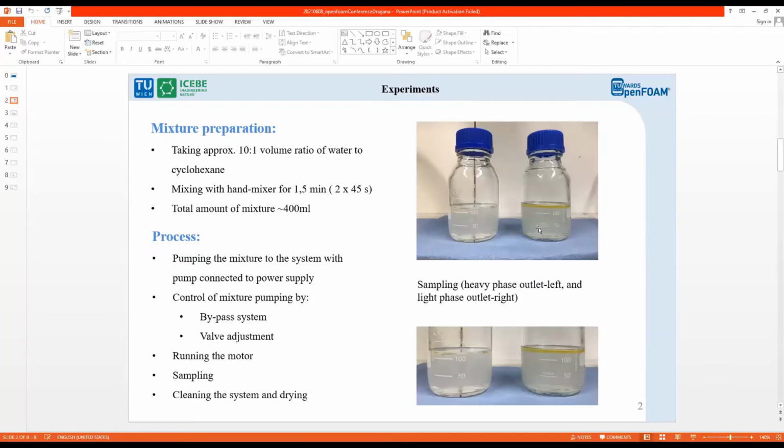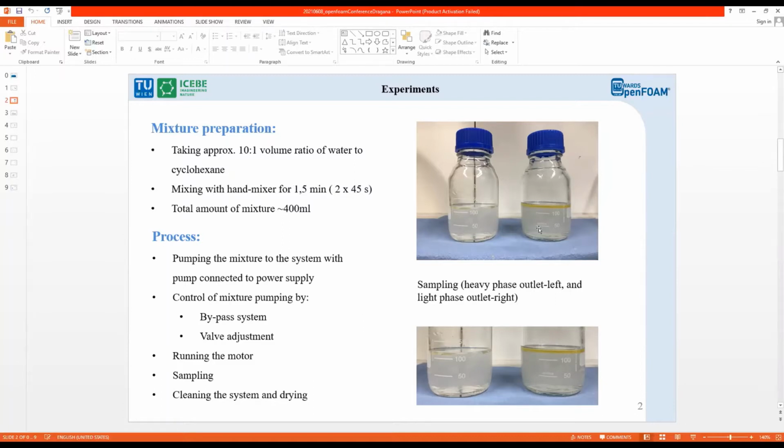Okay, so experiments were done for the design prototype. The mixture was prepared in a 10:1 volume ratio of water to cyclohexane. The mixture was mixed with a hand mixer for 1.5 minutes, 2 times 45 seconds, and the total amount of prepared mixture was 400 milliliters.